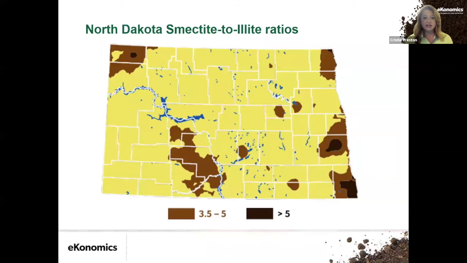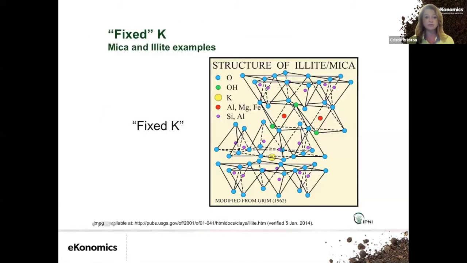Dr. Dave Franson at North Dakota State has gone across the entire state and mapped out the clay types to hopefully improve their potassium recommendations. And I think they have done a really good job. But if we're looking at the smectite to illite ratios, we see some areas in the eastern part of the state that tend to have higher smectite to illite ratios, and that is potentially affecting how the potassium reacts within the soil.